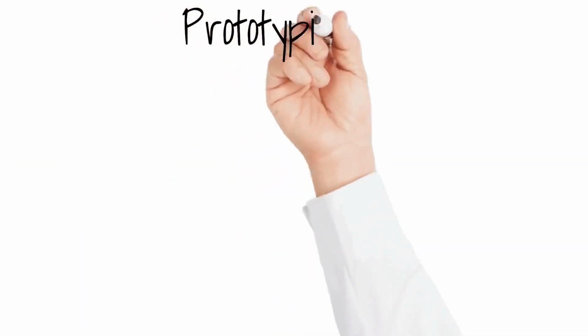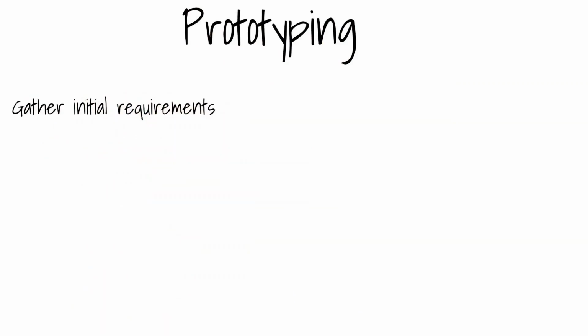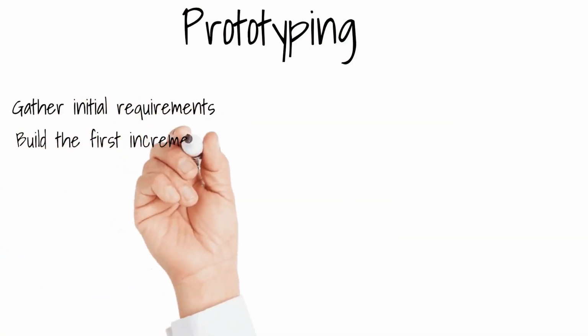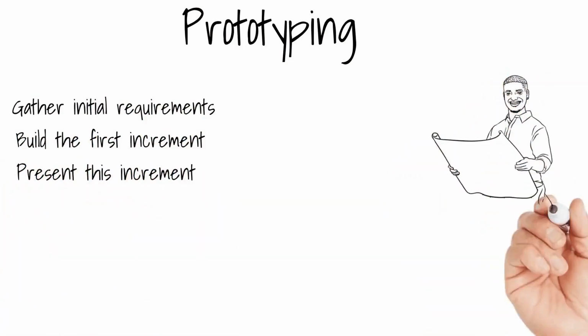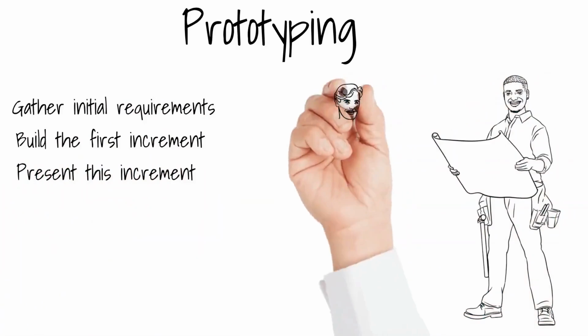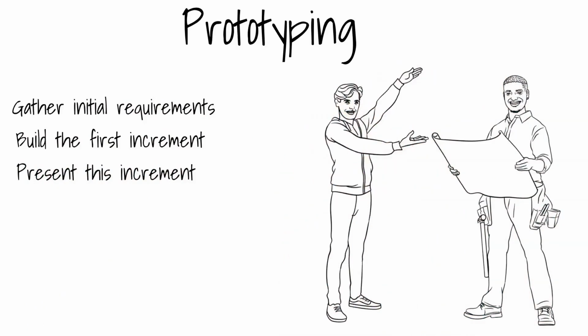Prototyping is about basically that you build an increment of a product or system based on the initial requirements. Show this increment to the stakeholder, and from there on, gather the next requirements. This is an iterative and incremental process. These concepts are part of the Agile methodology.